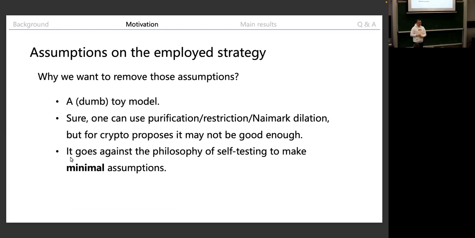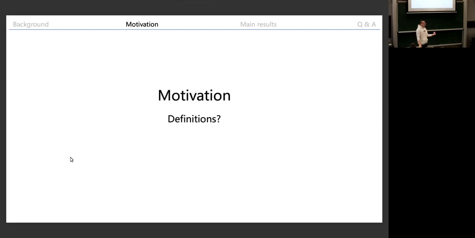Okay. Yes, the final argument that I want to make about those assumptions is that it really goes against the philosophy of self-testing. That's because in self-testing we always say that it's the strongest form of verification because it makes minimal assumptions. But on the other hand, if you take additional assumptions like quantum theory and non-communication, then it's not the strongest. Right? And so in this sense, if we remove those common assumptions that are made in the literature, we can promote those results in their strongest form. Okay, so that's the part about assumptions.